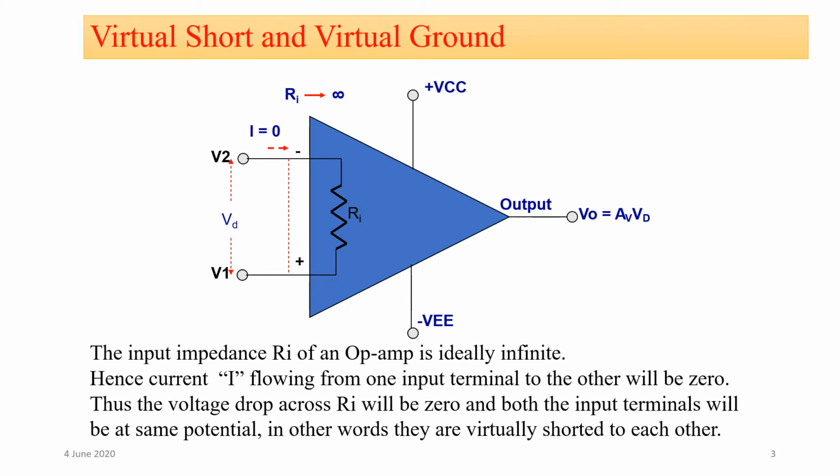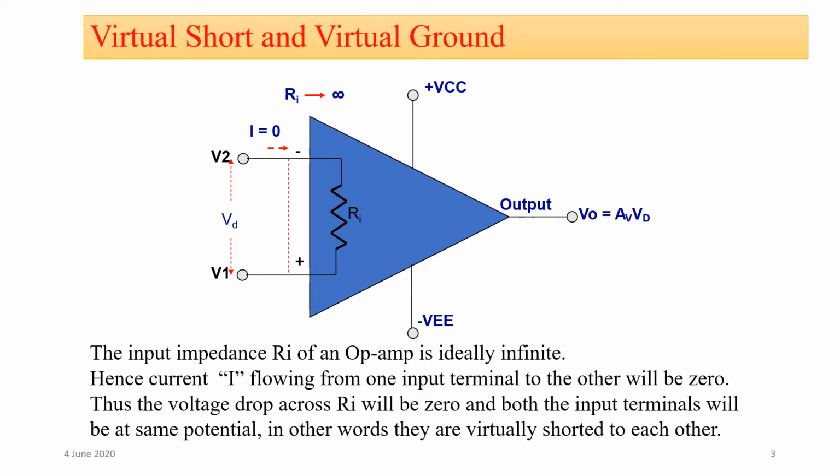Now next, virtual short and virtual ground concept. While analyzing the different circuits that include the op-amp, we need to use an important concept, that is virtual short and virtual ground concept. Now consider this op-amp is ideal. Ideal op-amp means the input resistance, that is Ri, or input impedance, which is equal to infinite.